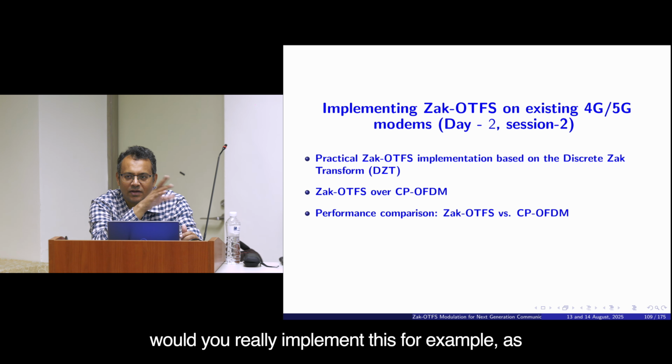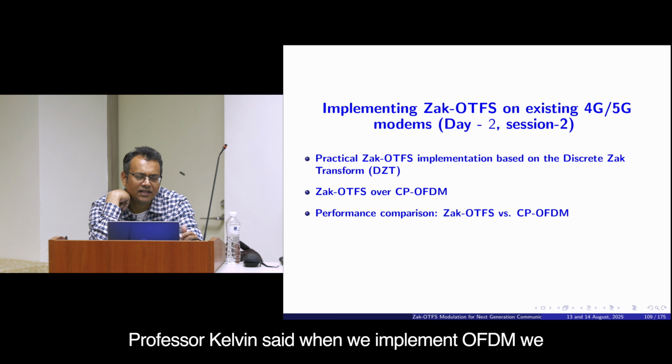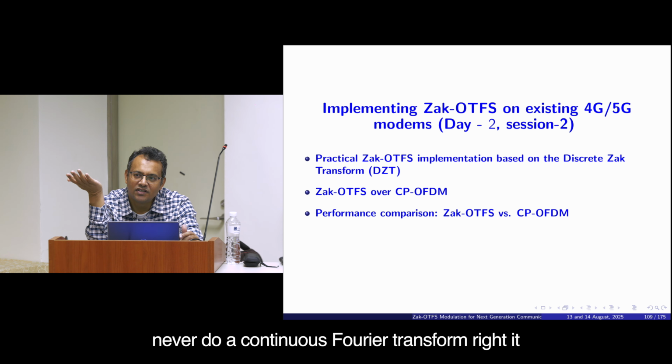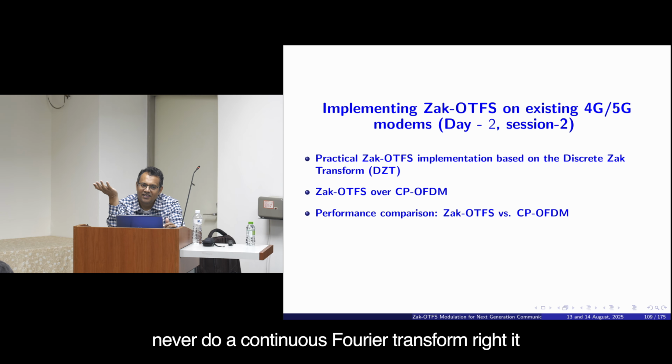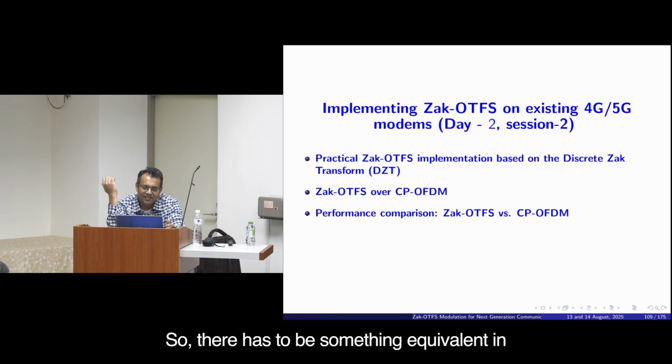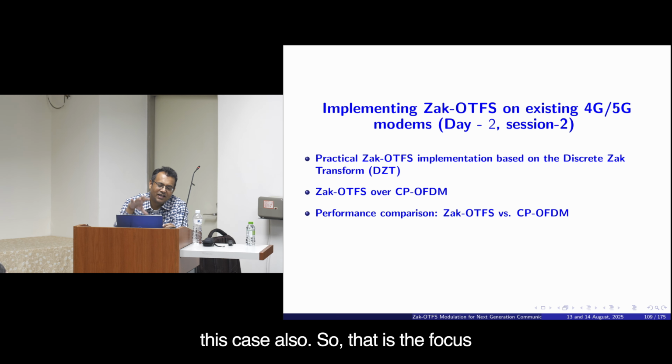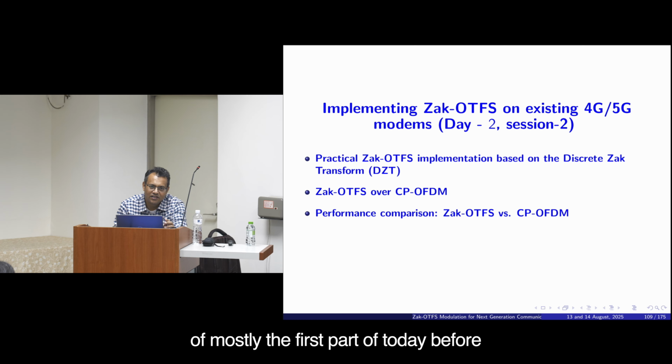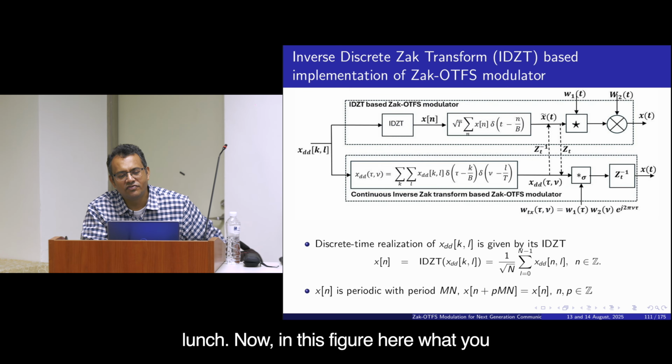Okay, so as Professor Kelvin said, today I'll try to focus on how you would really implement this. For example, when we implement OFDM, we never do a continuous Fourier transform. It's always a discrete Fourier transform, FFTs, right. So there has to be something equivalent in this case also. That is the focus of mostly the first part of today, before lunch.